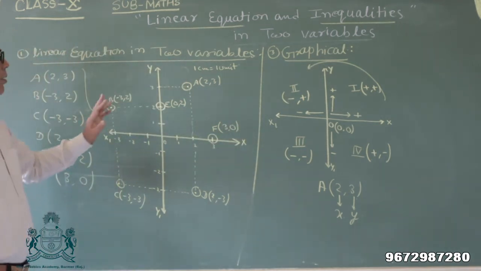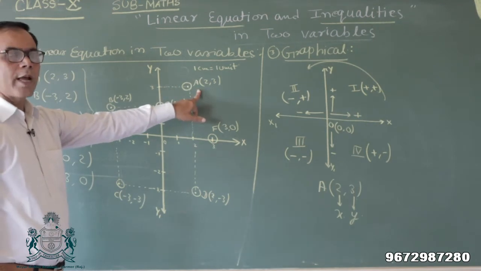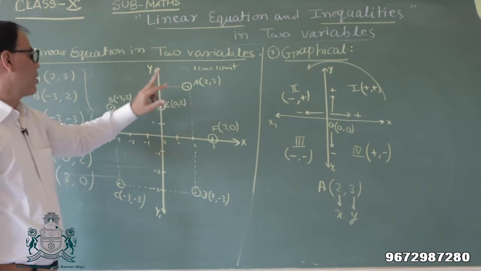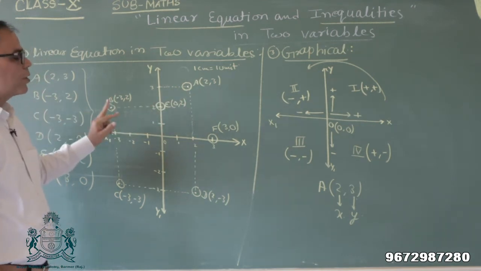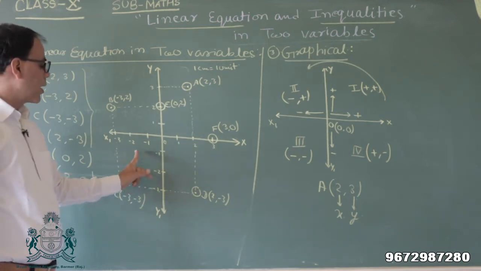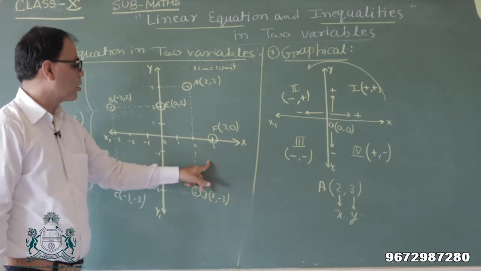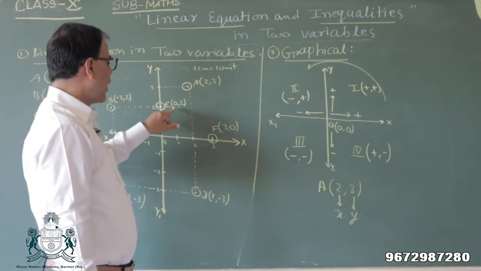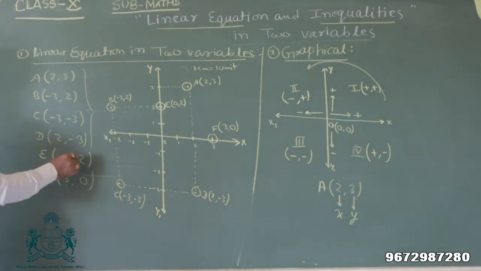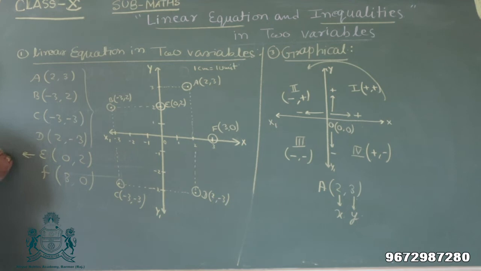According to sign, A is positive, x equal to +2, y equal to +3, therefore first quadrant. B point -3 and 2, therefore second quadrant. C point both are negative, therefore third quadrant, and plus minus is fourth quadrant. Value of x equal to 0 and y nonzero, therefore denoted on the y axis, and y equal to 0 and x equal to 3, therefore on the x axis.